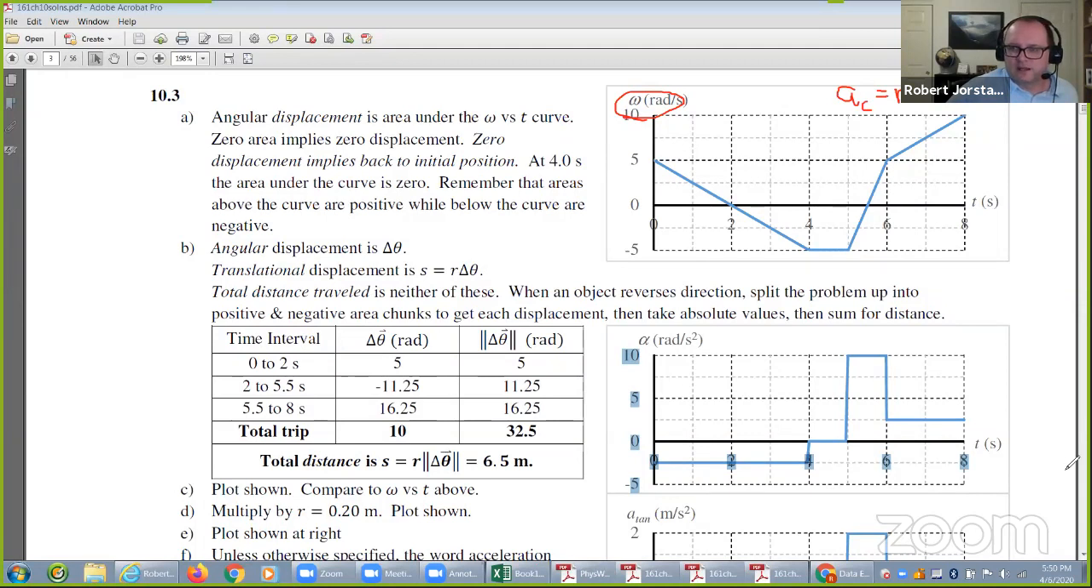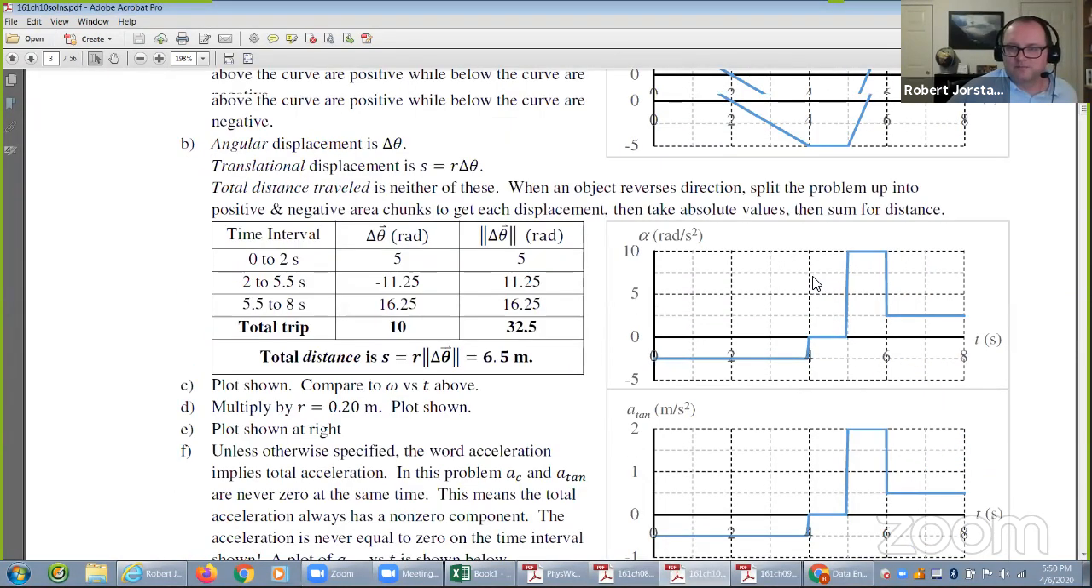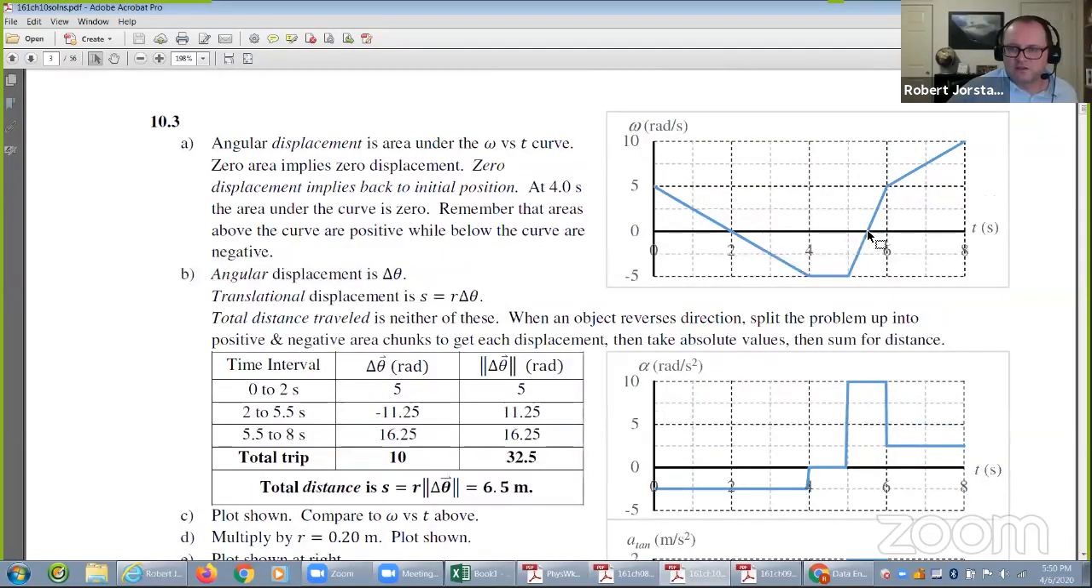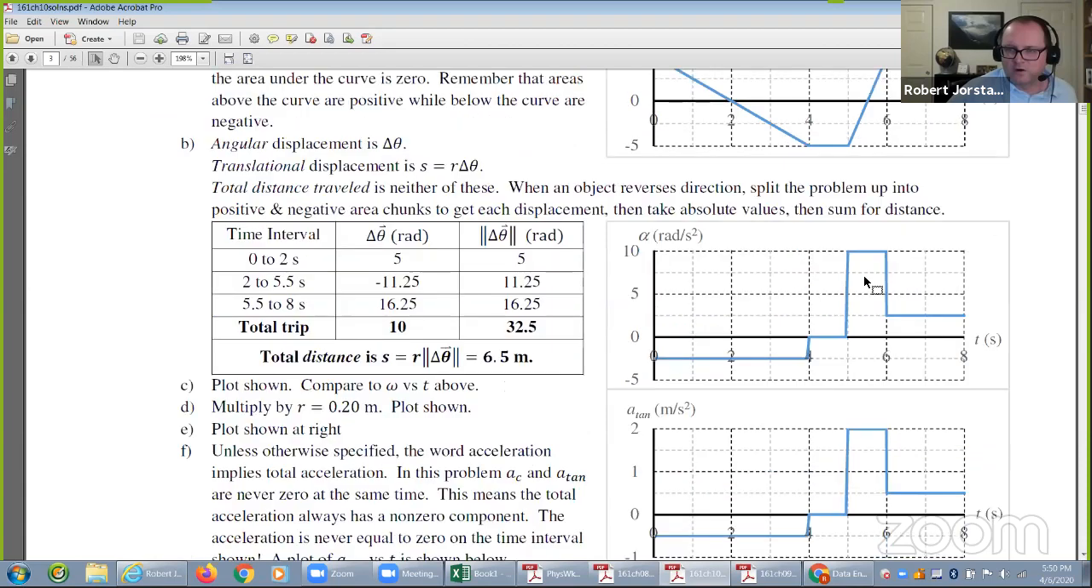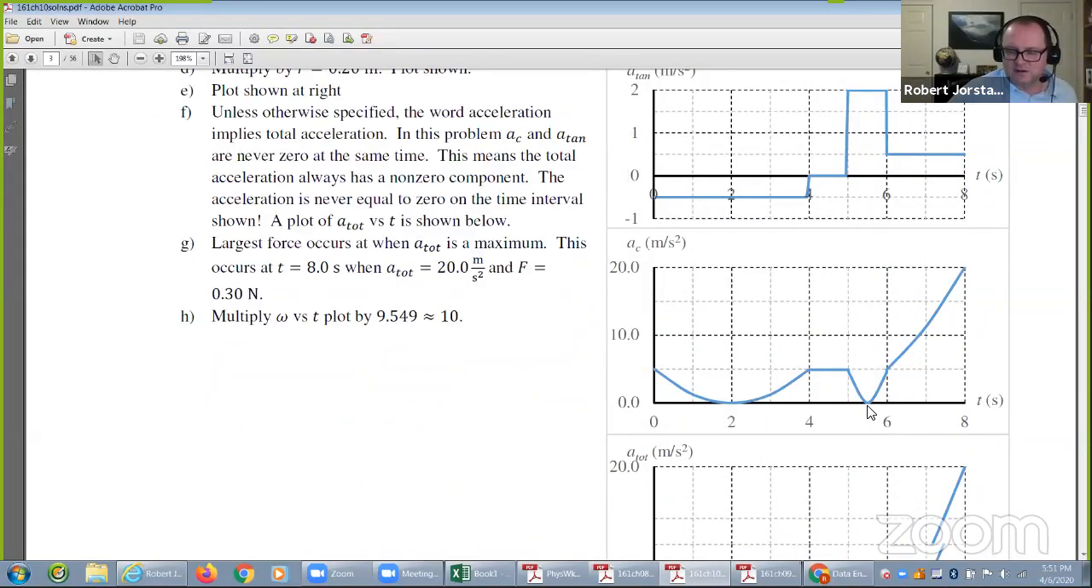Hopefully that makes sense. We see right here it went to 0, right here it went to 0, but it never goes negative. And when omega is constant, it just takes on a constant value. So at 2 seconds and at about 4.5, it should snap to 0. By making these plots, I think you can really understand this pretty well.